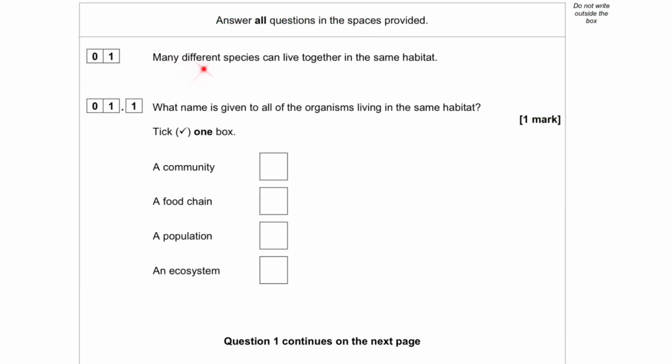Question 1. Many different species can live together in the same habitat. 1.1. What name is given to all of the organisms living in the same habitat? Tick one box. Well, community is the right answer.